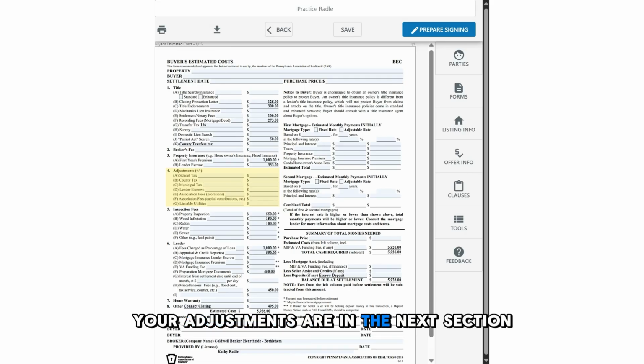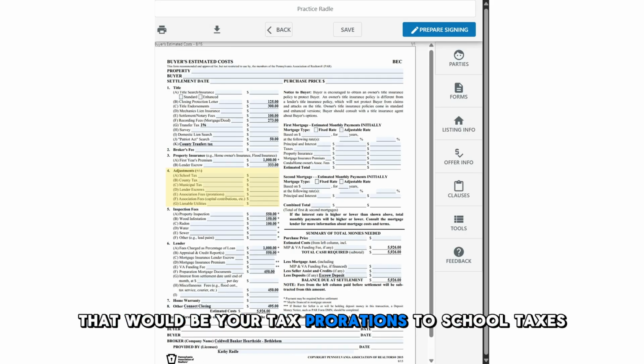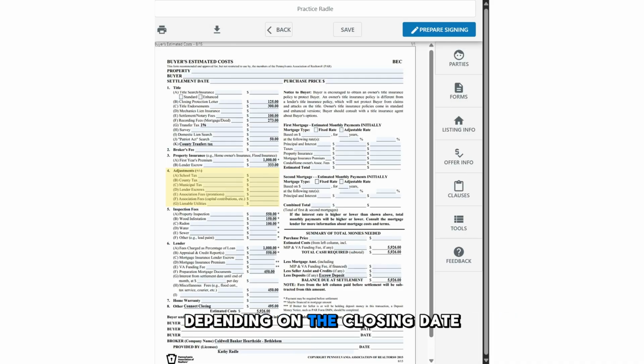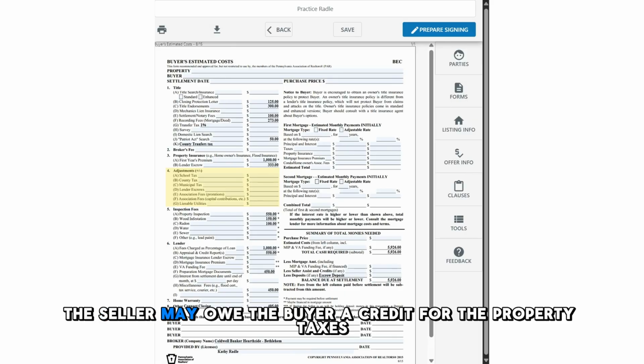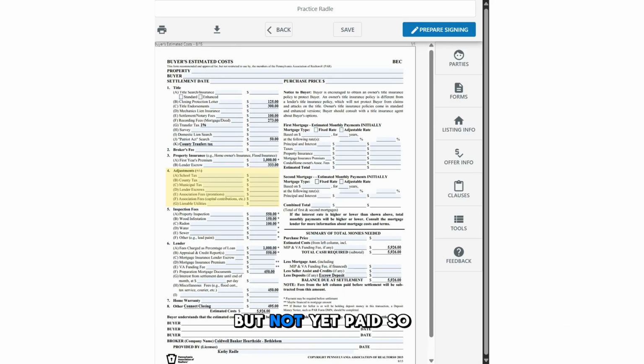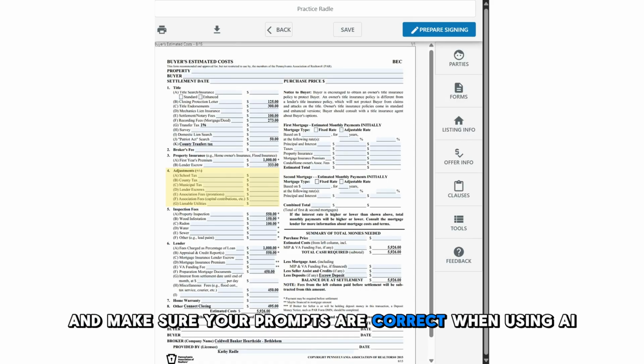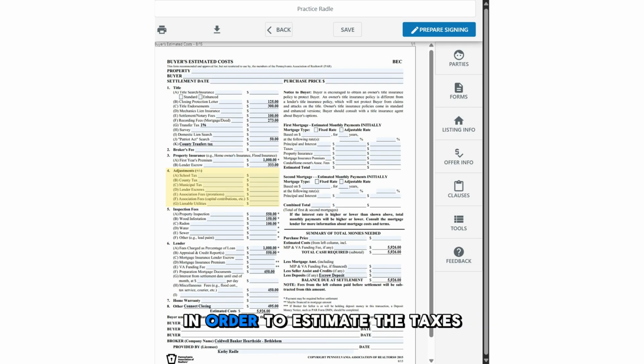Your adjustments are in the next section. That would be your tax prorations, the school taxes, the county taxes, and your municipal taxes. Depending on the closing date, the seller may owe the buyer a credit for the property taxes that were already accrued but not yet paid. So you might want to consider using a tax proration calculator, or you can be a little savvy and make sure your prompts are correct when using AI in order to estimate the taxes.